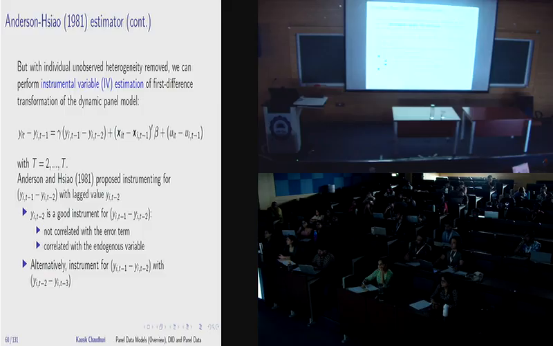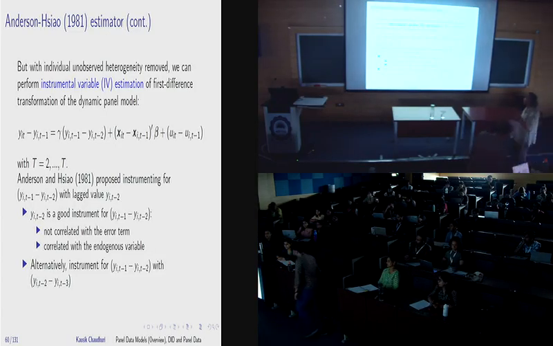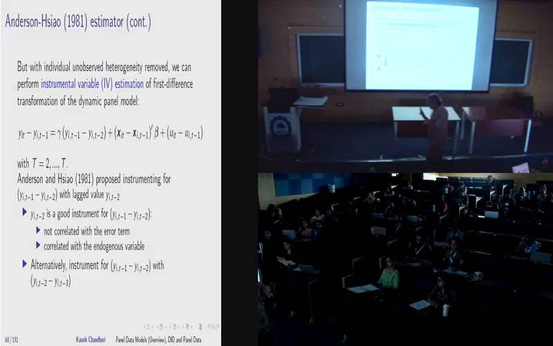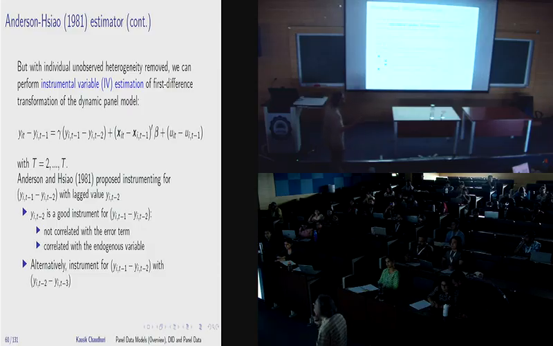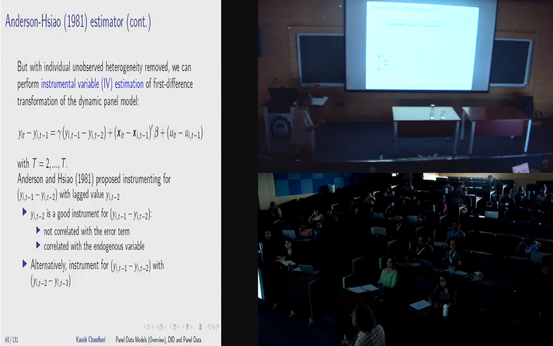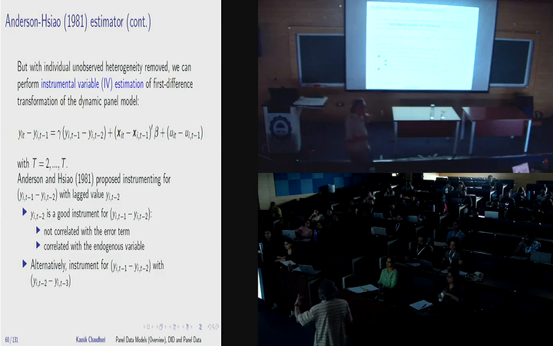One of the instruments for y_i,t-1 minus y_i,t-2 could be the lagged value, y_i,t-2. Why? Because that breaks the covariance with U_i,t-1, which was not equal to 0. If I use y_i,t-2 as an instrument for y_i,t-1 minus y_i,t-2, that could be a good instrument, because it is not correlated with the error term and is correlated with the endogenous variable. Or I can think of doing it a little bit more.